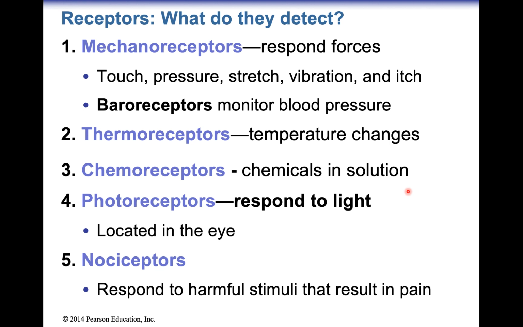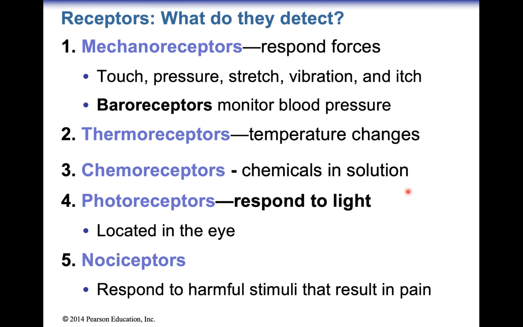Now, in those locations, you have different types of receptors. Each of these 5 types of receptors is able to sense a different type of signal. For example, mechanoreceptors sense mechanical signals. So any kind of stretching, pressure change, vibration, itch, all of that is measured by mechanoreceptors.